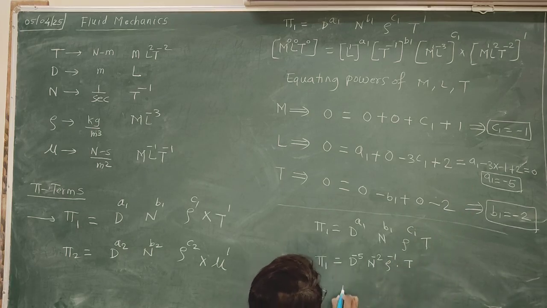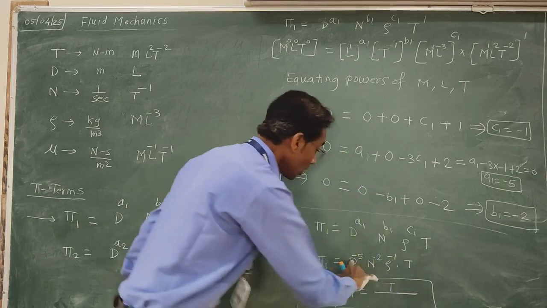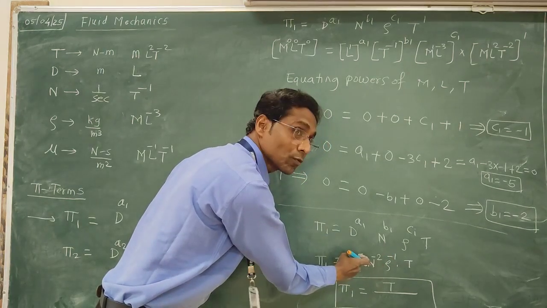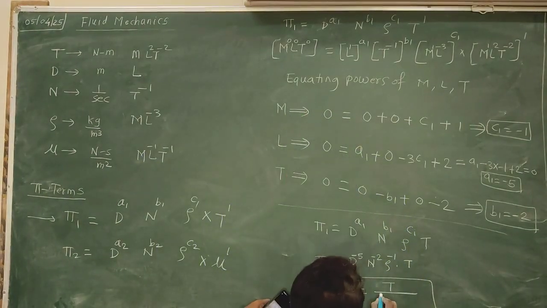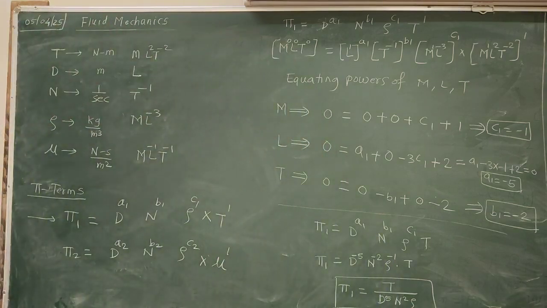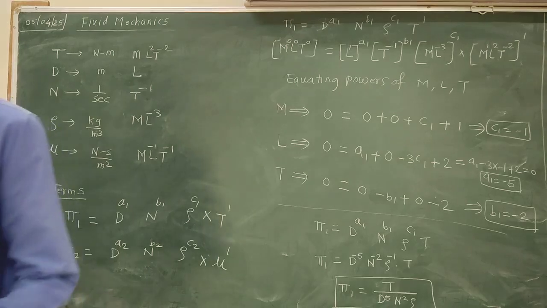So pi 1 will be equal to, properly, you will get the value T. All these have negative exponents. If we write these negative exponents in the denominator, they will become positive. So here we can write D raised to 5, N raised to 2 and rho. Now you can observe in your earlier page that the pi 1 term is already obtained. In this way we got the pi 1 term. That is your half answer.